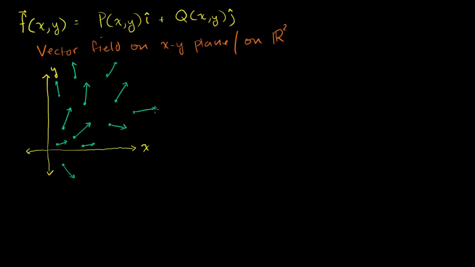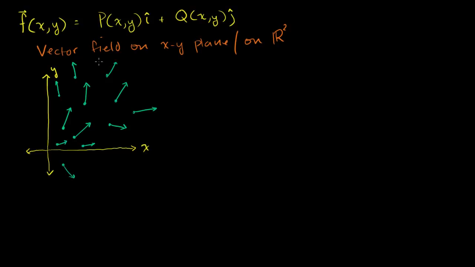And I could keep doing this forever and filling in all the gaps, but I think you get the idea. It associates a vector with every point on the xy plane. Now, this is called a vector field, so it probably makes a lot of sense that this could be used to describe any type of field.